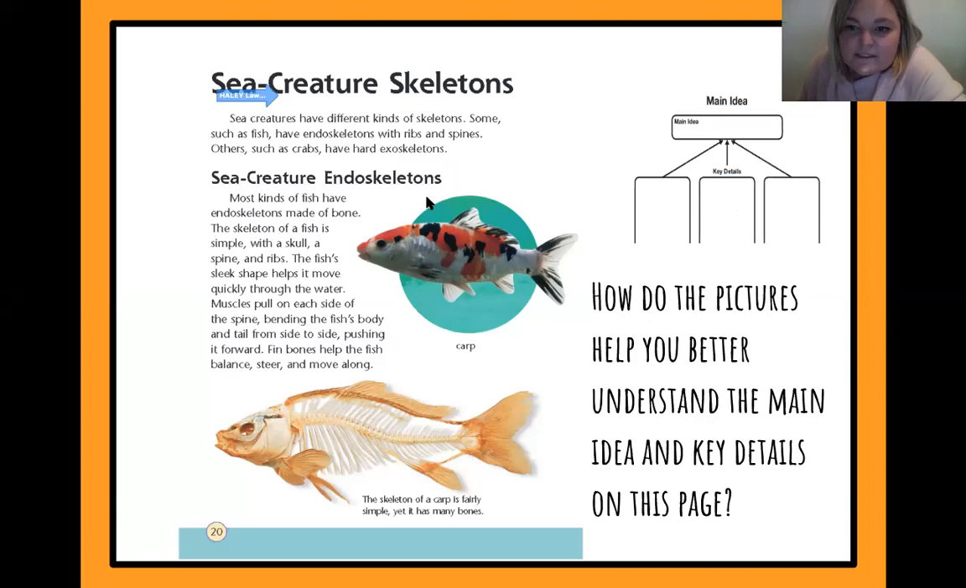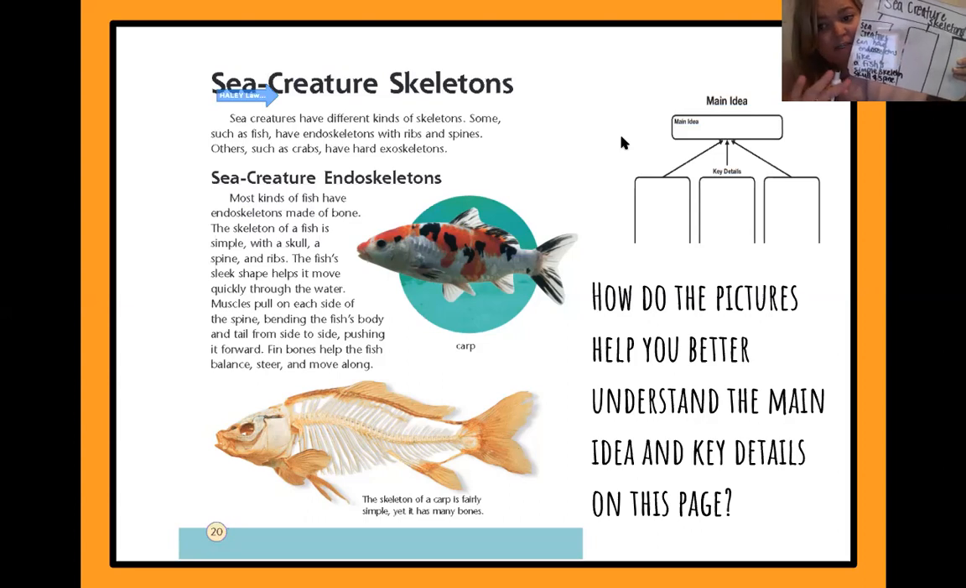So I'm going to give some examples on this page, like a fish. I'm going to go with a fish's simple skeleton. And I might put that it has its skull and spine. So that's one way that sea creatures can have a skeleton, right? So we've got sea creatures can have an endoskeleton like the fish with its simple skeleton that has the skull and the spine. That was what that whole first section was about, right?